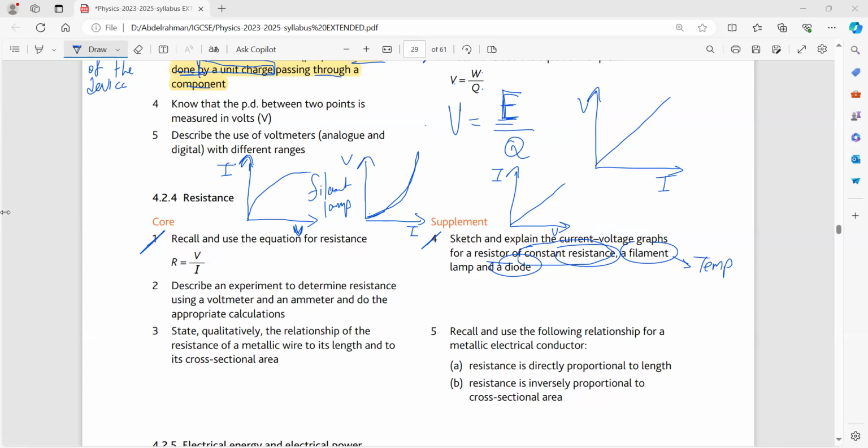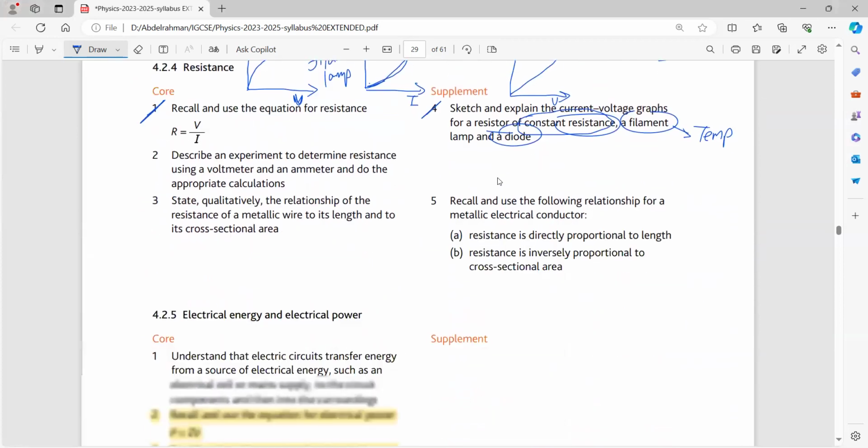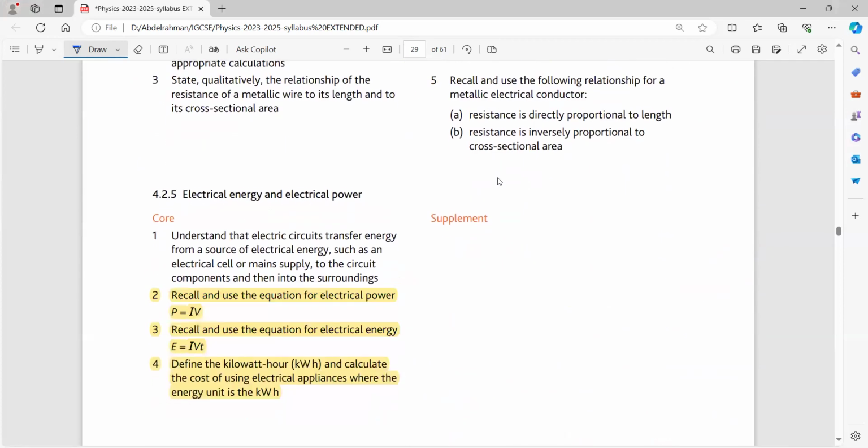Why? Because of the diode. Do you remember what a diode does? One direction. A diode only passes the current through one direction. That's it. Okay, let me sketch a graph for the diode here.